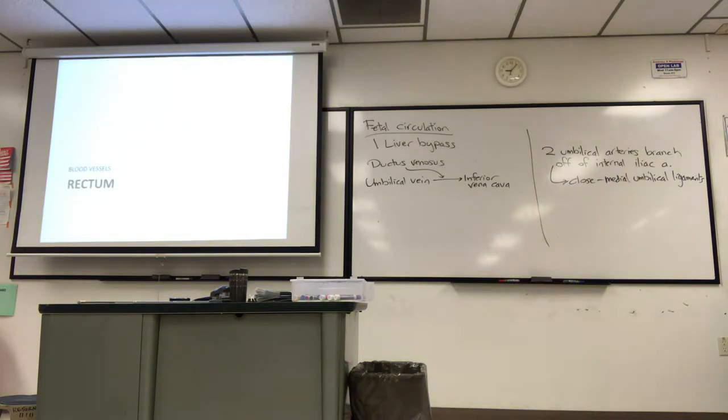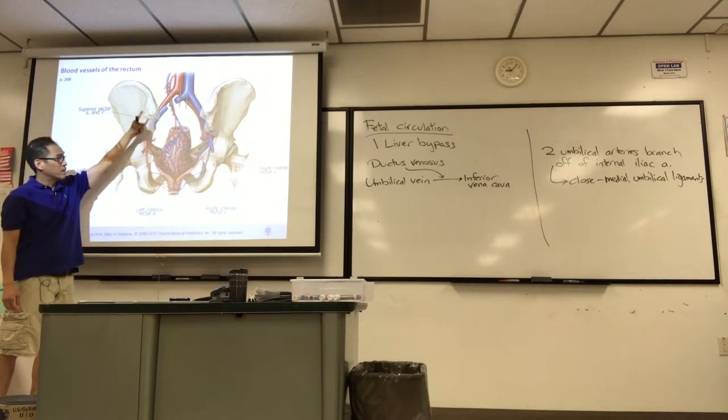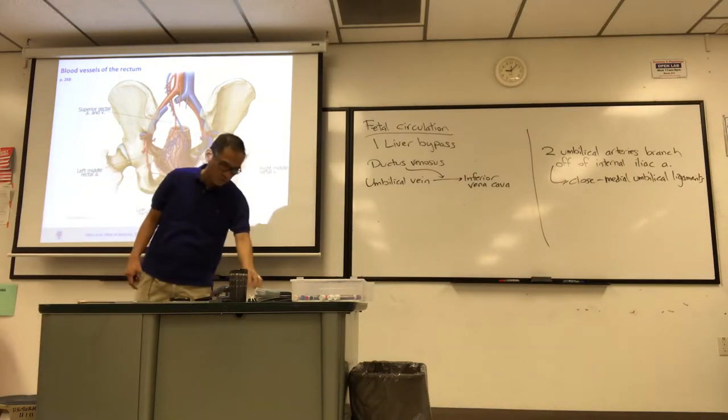I'm gonna move on to the rectum. Well, there is one artery you had to know. That was the superior rectal artery. There's middle and there's also inferior, but I kind of crossed those off. The only one you gotta know, it's gonna be on the test, is to know that the inferior mesenteric continues on as superior rectal artery. So that's the one I drew on the board earlier.